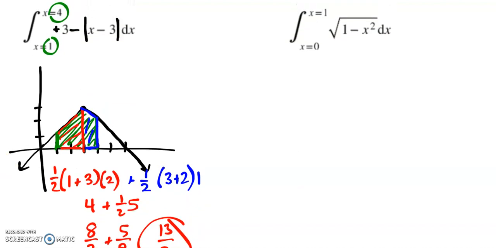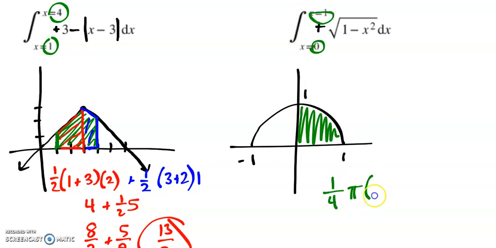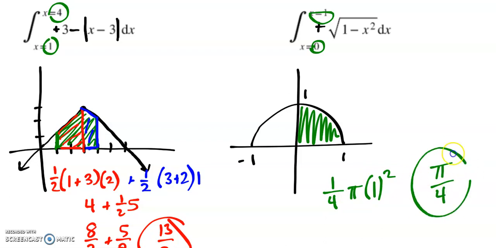Last one then. I have a semicircle centered at 0, 0 with a radius of 1, but I only want the positive top half, right? So thinking about this, -1 to 1, this has a radius of 1. I want to go from 0 to 1. So I'm looking for a quarter circle, a quarter of pi r squared, which is really just pi over 4.